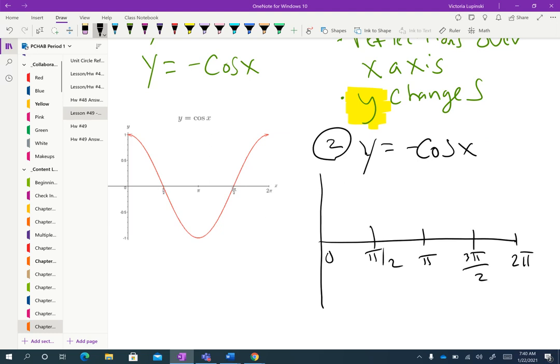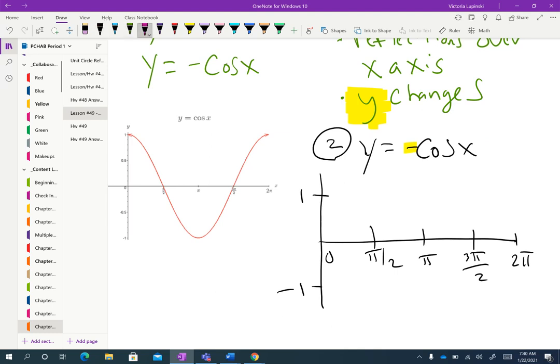Are those ever going to change? Yes, just sit tight. So here, there isn't necessarily a change in amplitude. The only difference here is that you're going to have a reflection. So that means that any values that are above the x-axis are now going to be below, and vice versa. So again, because there's no change in amplitude, I'm still looking at 1 and -1.